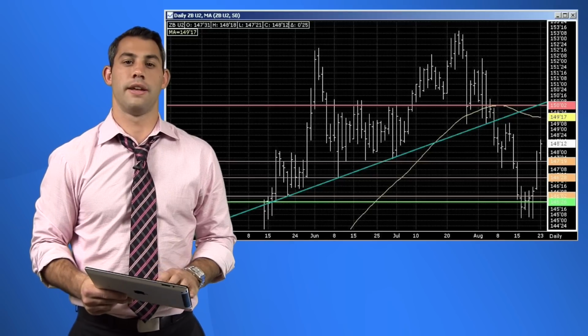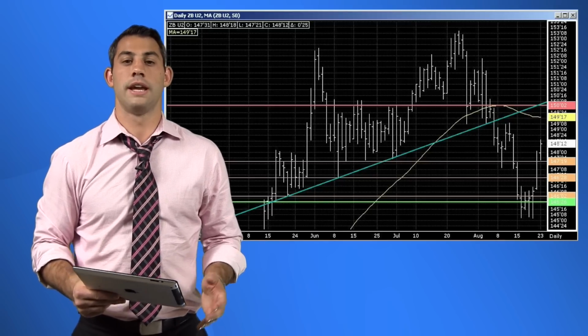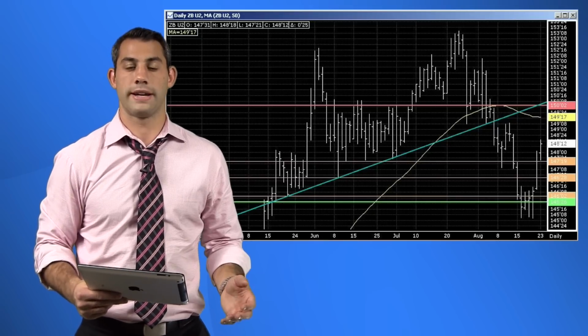Now I'll also use trend lines in addition with other chart formations. It just provides additional confirmation for breakouts.